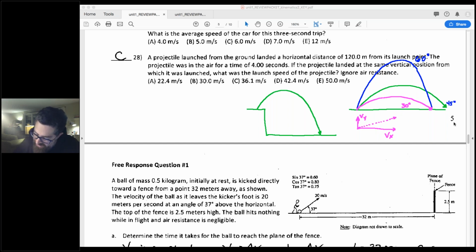Whereas if we do the same kind of analysis for the blue one, the y component is quite large, so it stays in the air for a long time, and the x component is quite small, which means that even though it's in the air for a long time, it's going so slow that it doesn't go quite as far as it otherwise could. So this is nicely analyzed by just using that way of thinking.